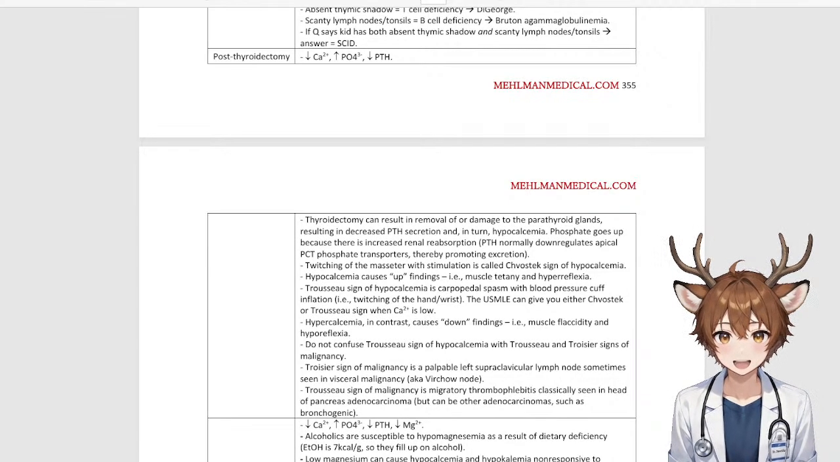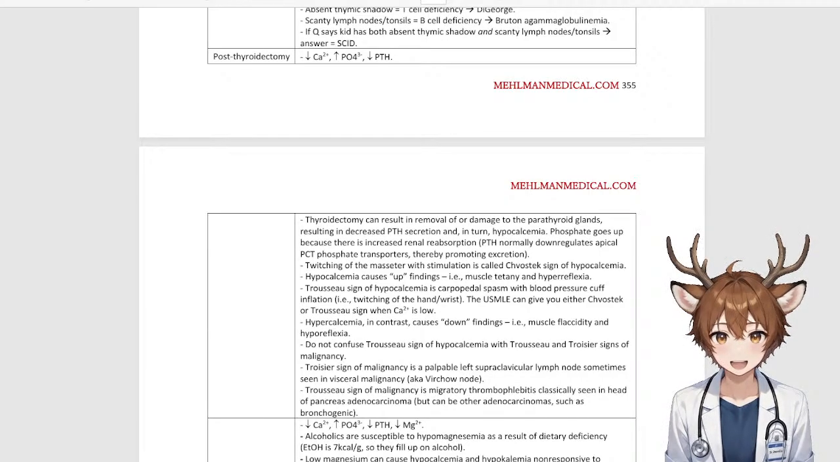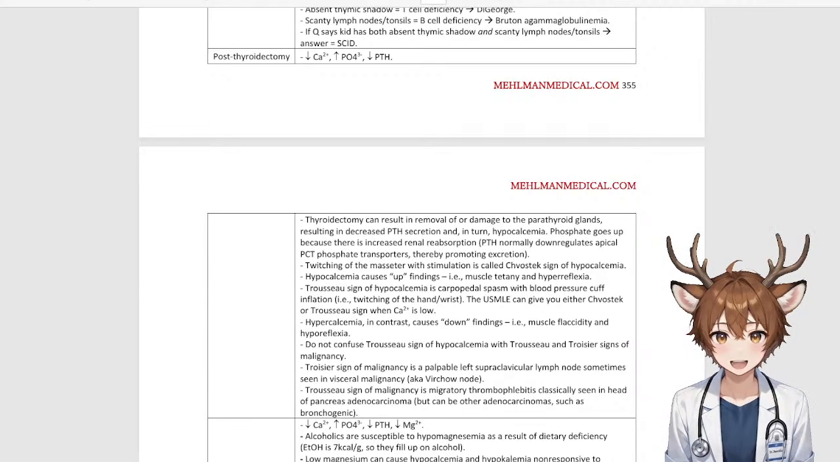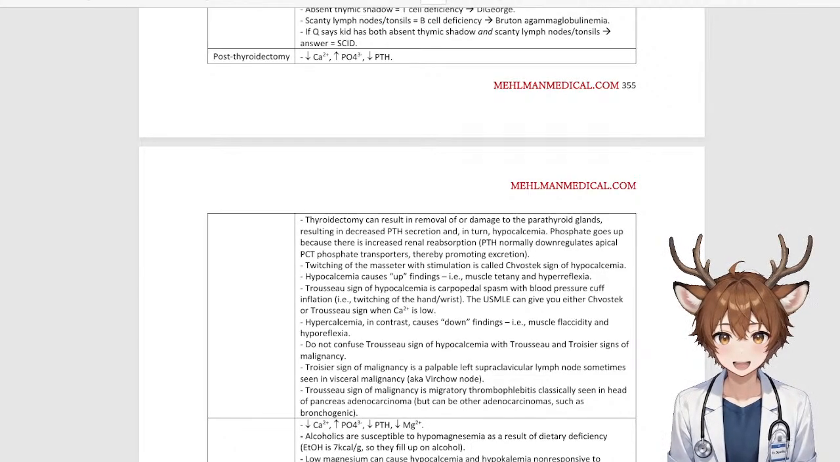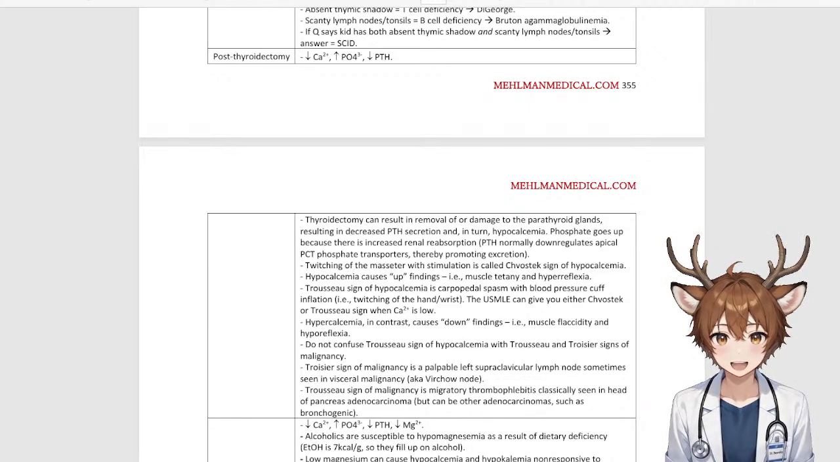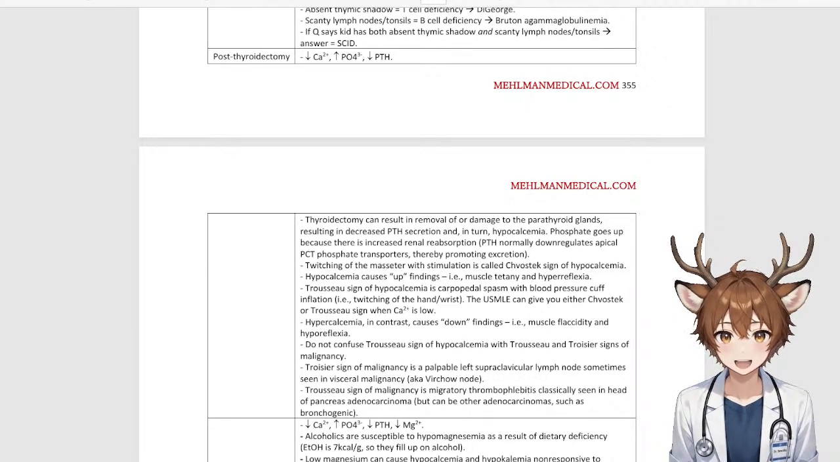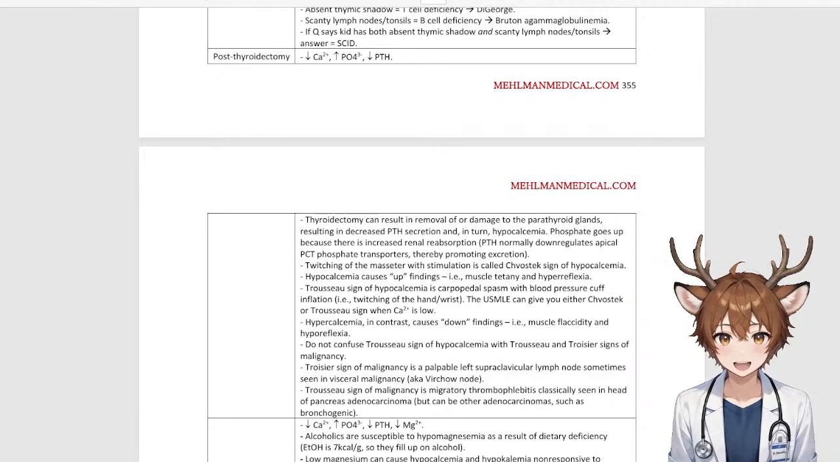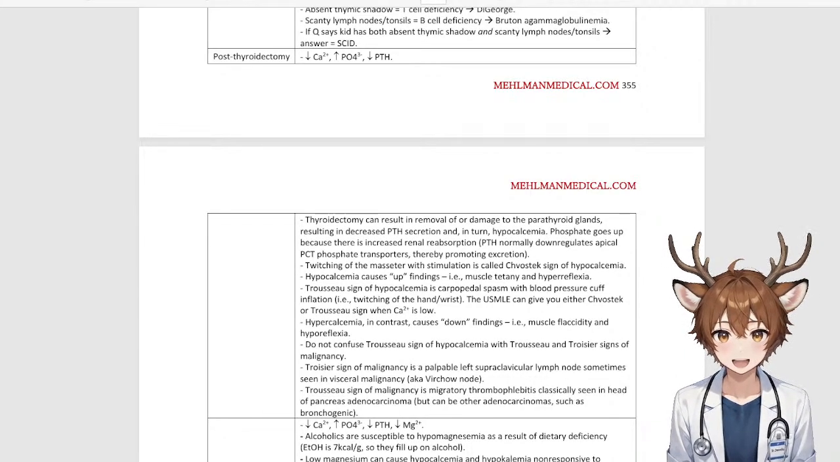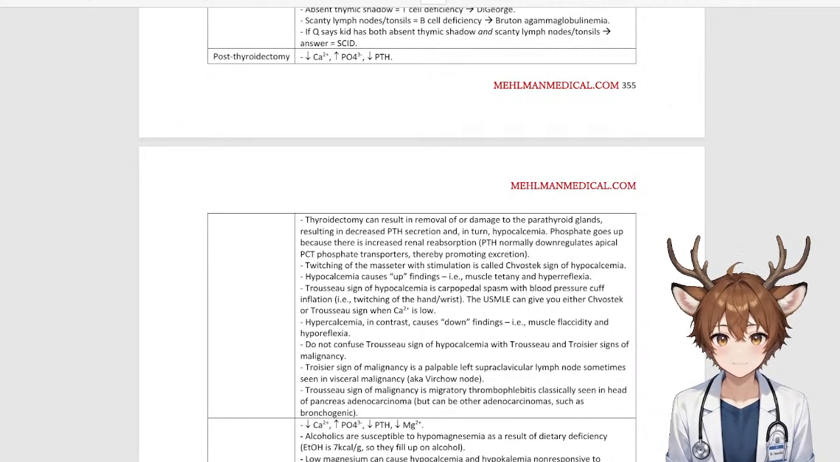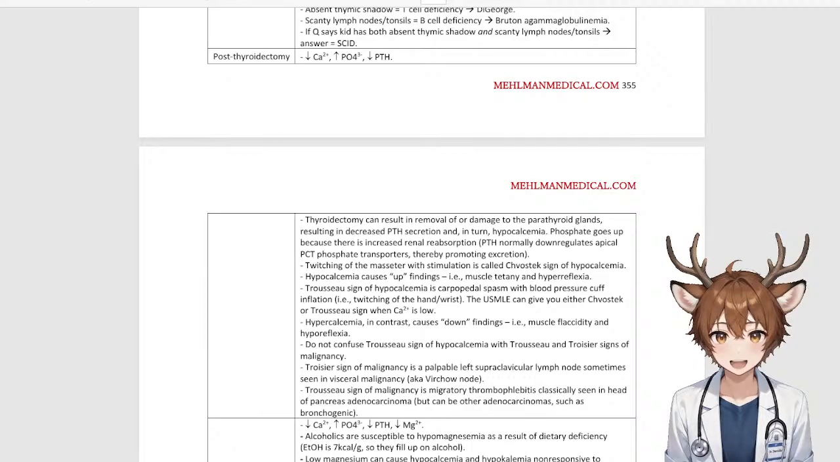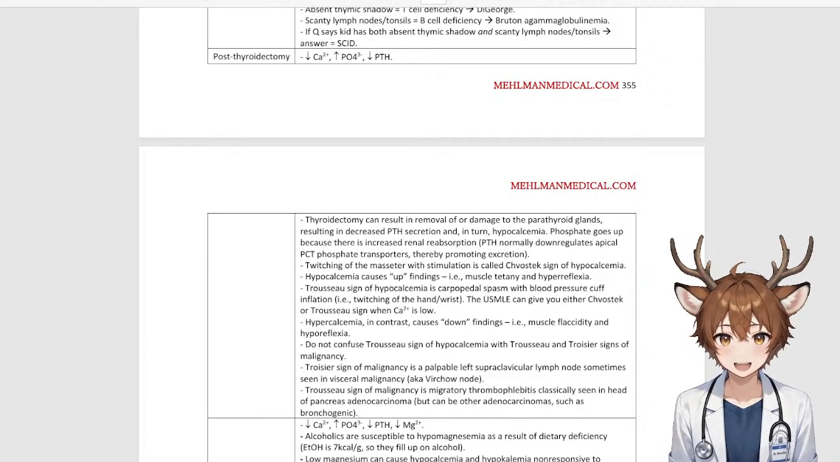Twitching of the masseter with stimulation is called the Chvostek sign, presumably pronounced Schwostek. Hypocalcemia causes the up findings, i.e. muscle tetany and hyperreflexia. Trousseau sign of hypocalcemia is carpopedal spasm with blood pressure cuff inflation. That is to say, twitching of the hand and wrist. The USMLE can give you either a Chvostek or Trousseau sign when the calcium is low.